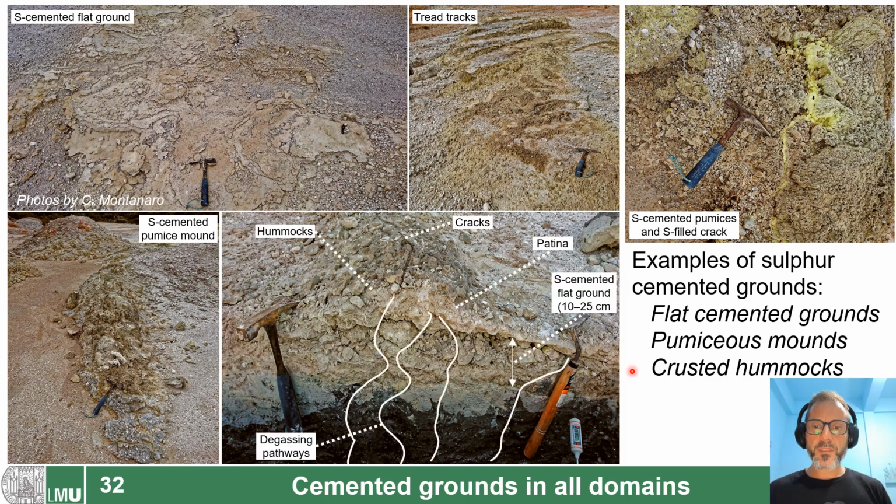The last type of cemented ground is the crusted hummocks. They are mound shaped with superficial patinas and cracks. Usually you can find main cracks, but sometimes lateral or parasitic cracks and small degassing bands. And often they also show layers, which are dominantly filled up with native sulfur. Most of the time, native sulfur is filling up space between grains.